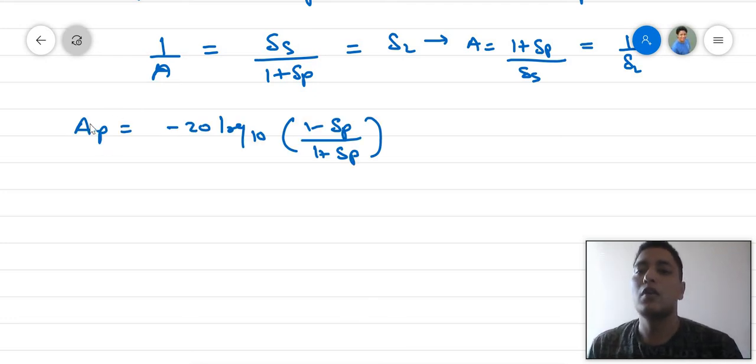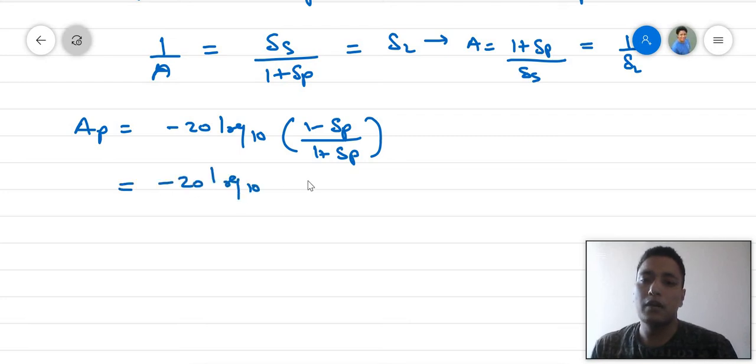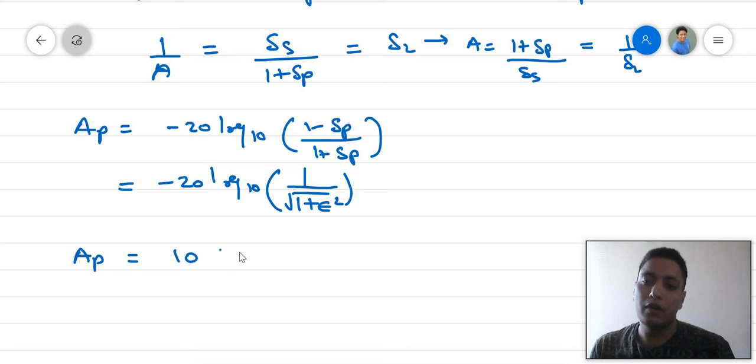We know AP, the FIR passband attenuation, is equal to minus 20 log base 10 of 1 minus delta P by 1 plus delta P. Then we can write it as minus 20 log base 10 of 1 over under root 1 plus epsilon square, which is related to the passband ripple of the IIR filter. AP will be equal to 10 log base 10 of 1 plus epsilon square.